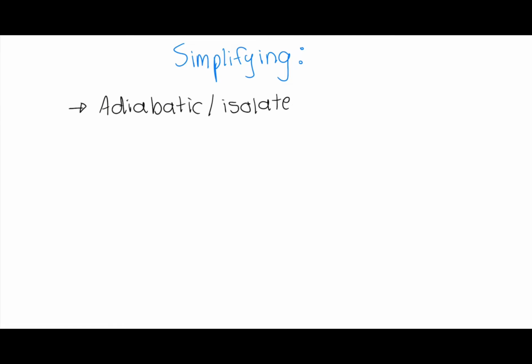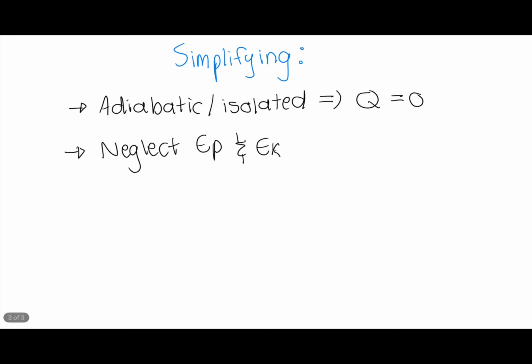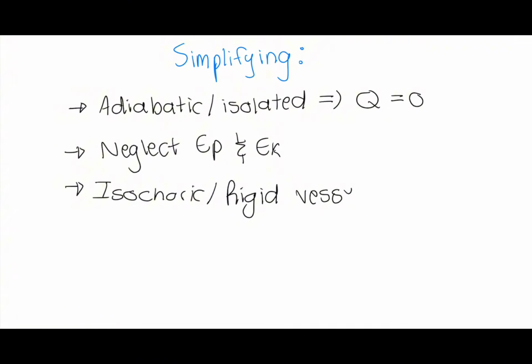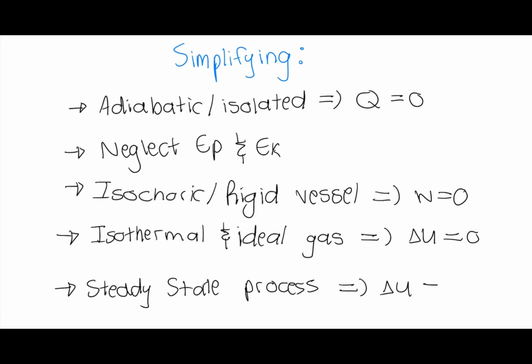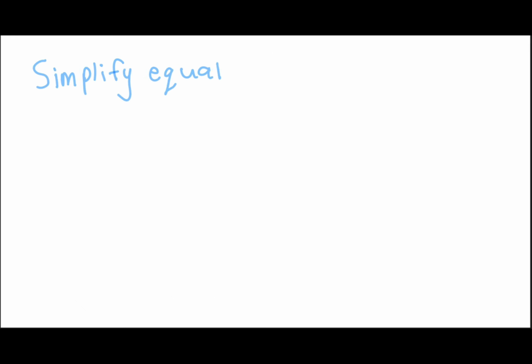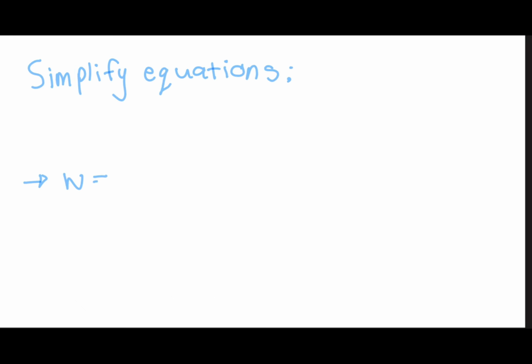When your process is adiabatic, you can automatically leave out the heat in your energy balance. In most cases, you can neglect potential and kinetic energy because most of the time your system does not move, only the contents move. If your container is rigid or the volume stays constant, you can neglect work in your energy balance. If your process is isothermal and you are working with an ideal gas, change in internal energy is zero. And lastly, if your open system has a steady state, then change in internal energy is zero. Let's simplify equations based on given criteria to help you with problems you might face.